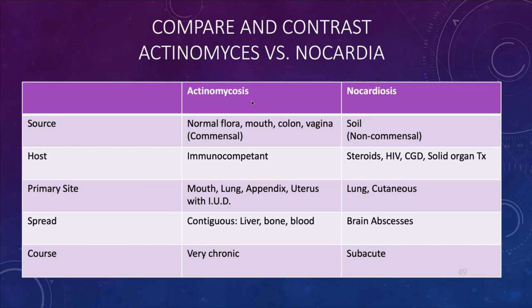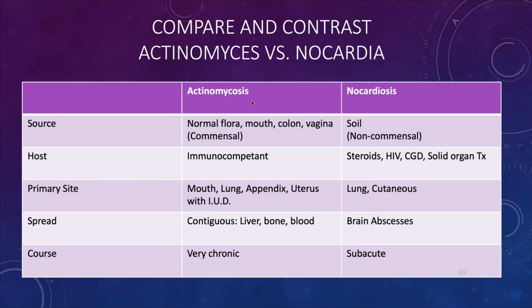Actinomyces is primarily a disease of immunocompetent hosts, whereas Nocardia predominates among the immunocompromised in 2/3 or more of cases, particularly in those who are on long-term or high-dose steroids, but also these other manifestations as well. Less likely HIV in the modern era, more primary immunodeficiencies or those with transplants. Primary site for Actinomyces, the mouth, the lung, appendix, uterus. Nocardia tends to prefer affecting the lung and skin and soft tissue.